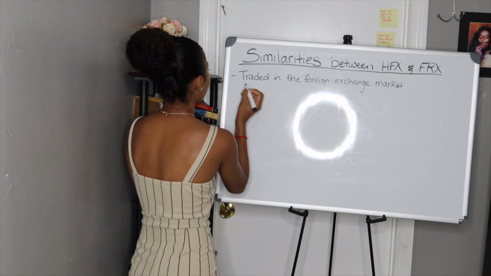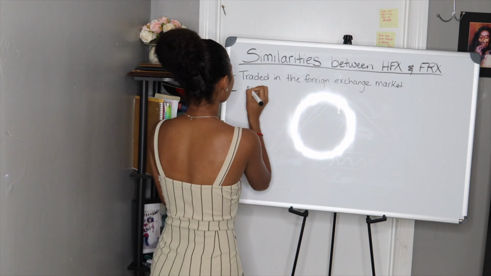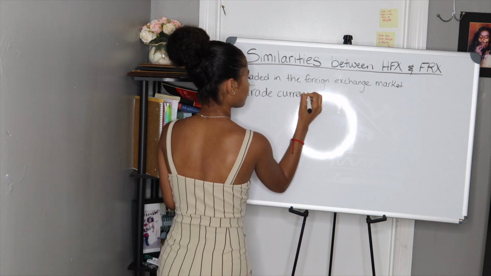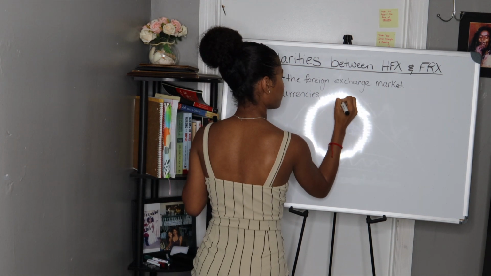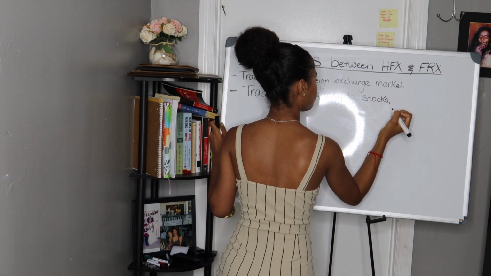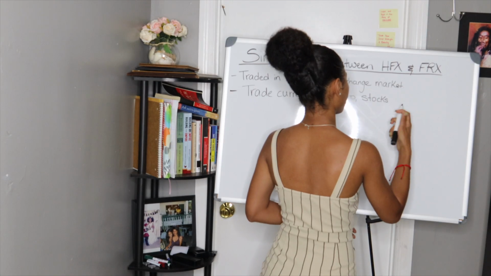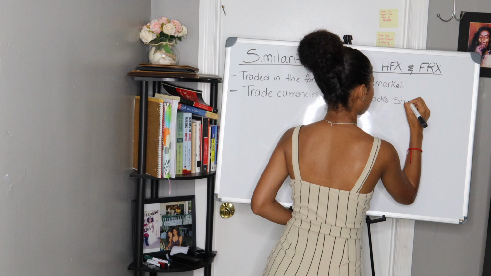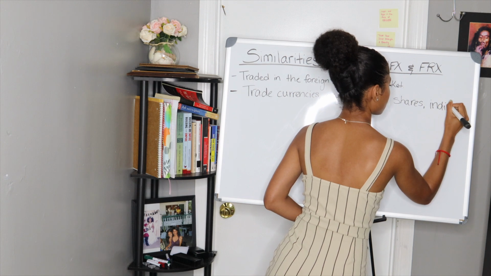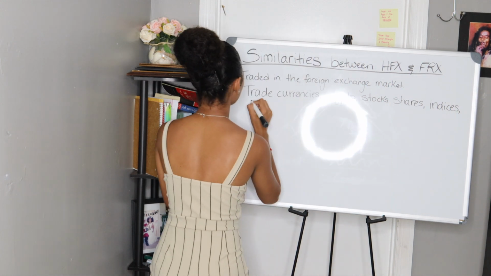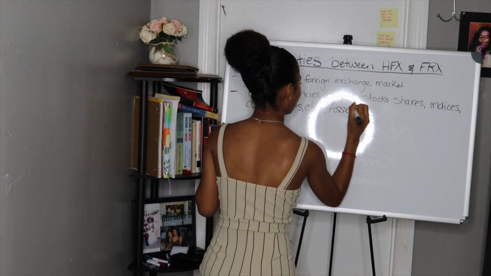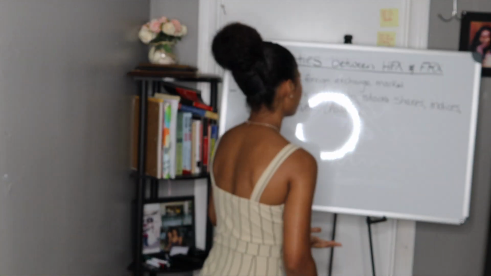So, second similarity between these two, they both trade currencies, crypto, stocks, shares, indices, commodities, assets in general. You might wonder, what are cryptos or stock, shares, or indices?